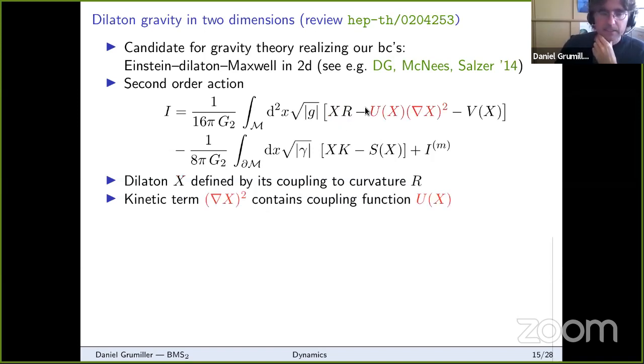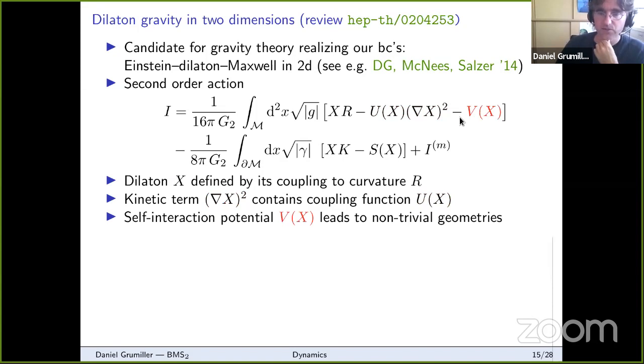Then there's a kinetic term, and that kinetic term can contain an arbitrary coupling function, U of X. As opposed to Einstein gravity in 3 dimensions, where you have no free functions and the only free parameters are the cosmological constant and the Newton constant, here you actually have an infinite amount of choices for model building, namely an arbitrary function U of X and another arbitrary function V of X. V of X is the self-interaction potential, and you need this to be non-zero to get non-trivial geometries.